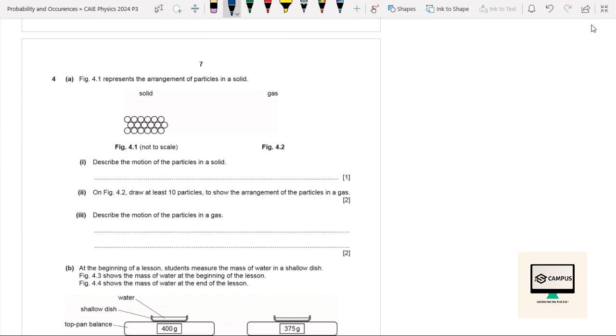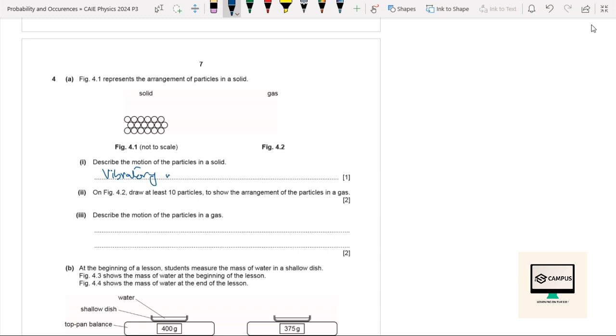So figure 4.1 represents the arrangement of particles in a solid. We can see here. Describe the motion of particles in a solid. So motion of particles in a solid is vibratory in nature. That means they don't have the kinetic energy to move around. They're only vibrating at their very own place. So vibrating motion would suffice.